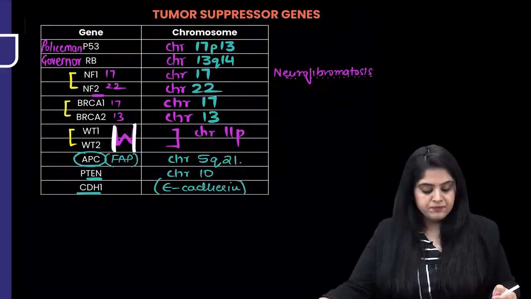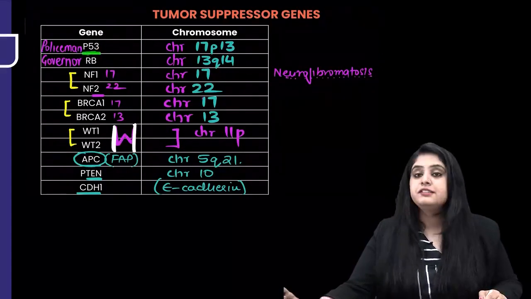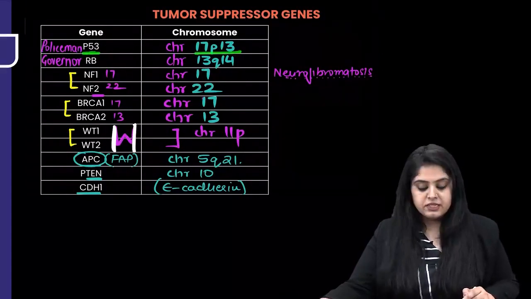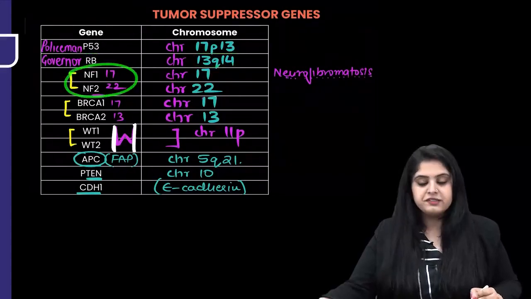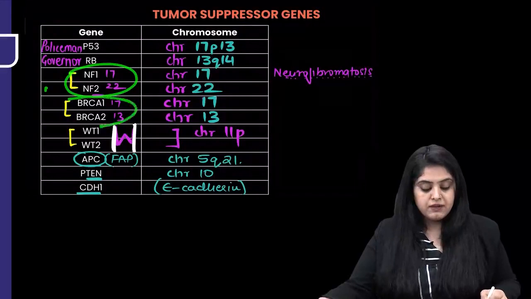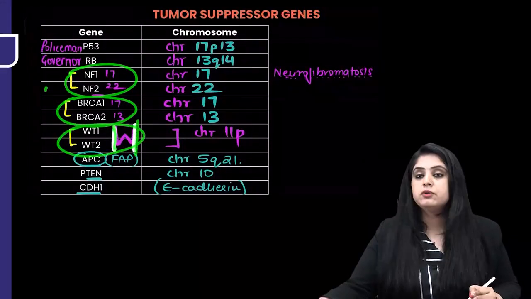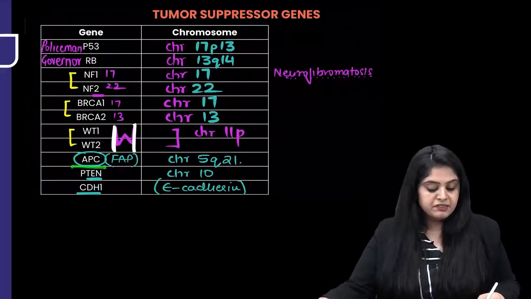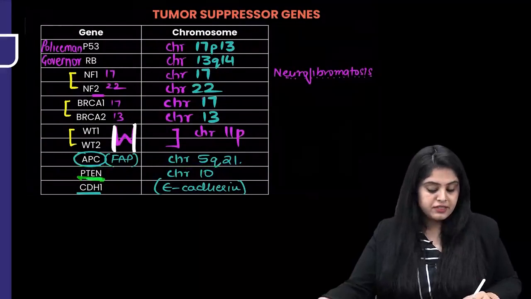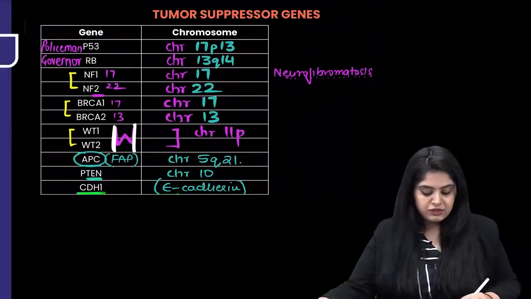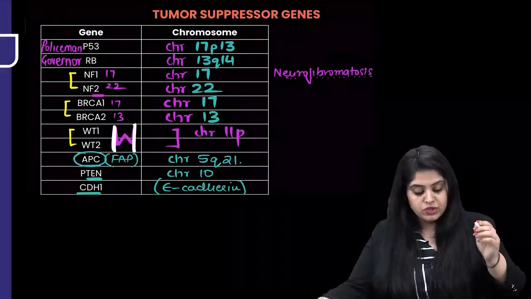Let's do a very quick recap. P53, 17p13, continuing from there, 13q14 is for RB. NF1, NF2 are 17 and 22. BRCA1, BRCA2 are 17 and 13. WT1, WT2 same chromosome 11p. APC is with FAP, so FAP goes with chromosome 5. P10 is 10, so chromosome 10, and CDH stands for E-cadherin. Out of these, question 1.